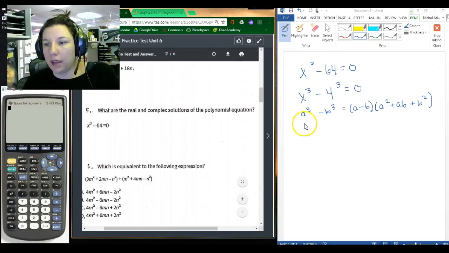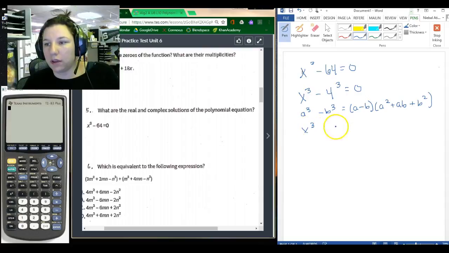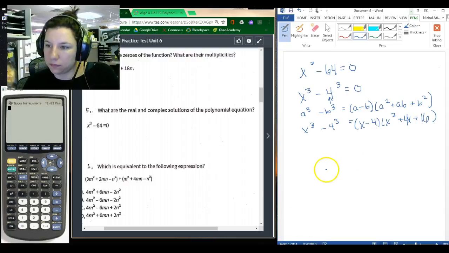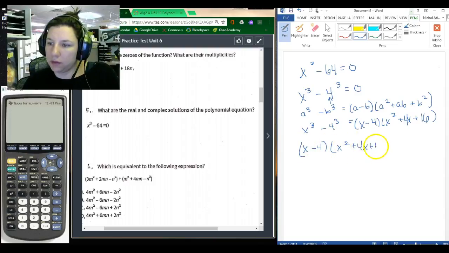So everywhere I see an a, I'm going to use x, because that's our x. And then everywhere we have a b cubed, I'm going to use a 4. So this is minus 4, plus ab would be 4x, plus 4 squared is 16. So we have x minus 4, x squared plus 4x plus 16.